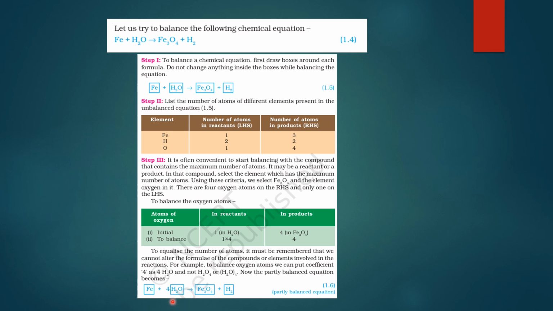For 4, oxygen atoms are present on the LHS, and if we check on RHS, again 4 are present. So we can say that oxygen atom is balanced for this particular chemical equation. But this is not a completely balanced equation because other elements are not balanced, because we can see here now hydrogen has become 4 into 2, that is 8. We have 8 hydrogen atoms on LHS and only 2 hydrogen atoms on the RHS. So again we need to balance these also.